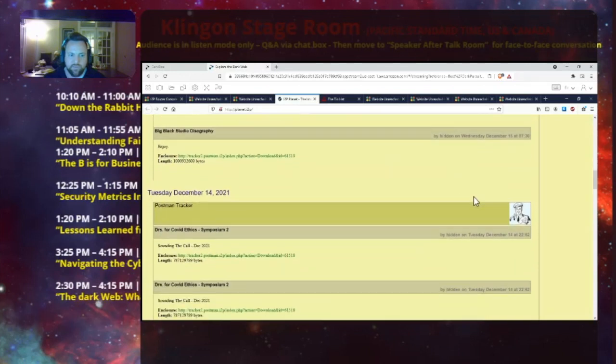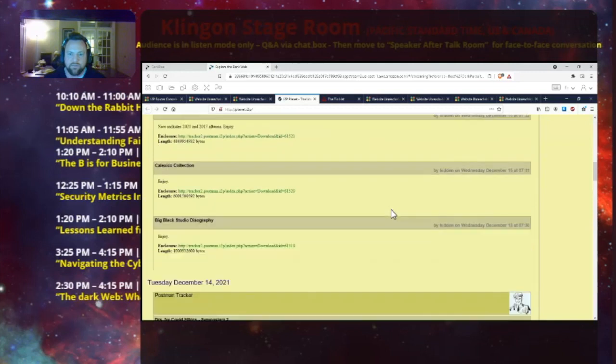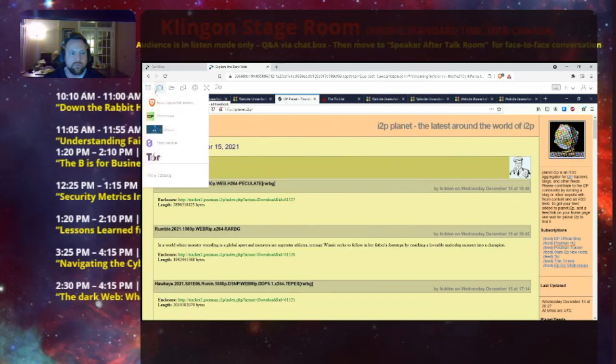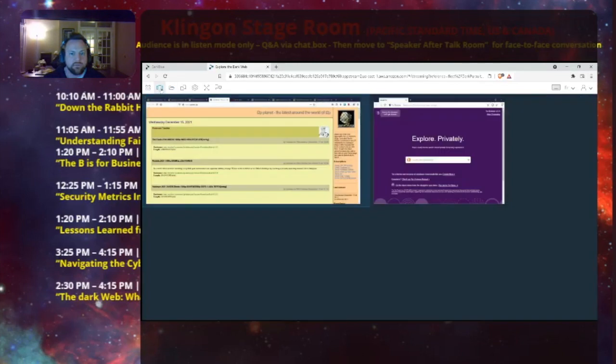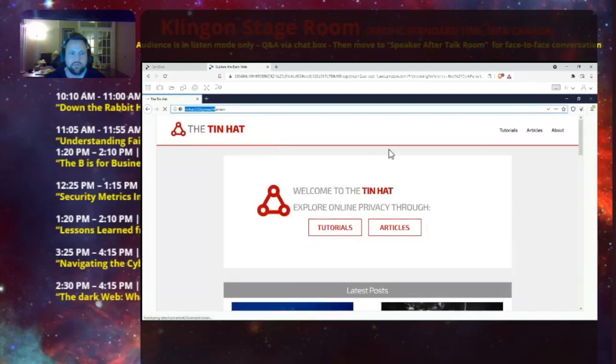But this is more similar to the sites that I have seen on I2P. They look very 90s, right? Very 90s-esque. All right, where did my Tor browser go? All right, so this is the Tin Hat site on Tor. I don't think this is going to load. Oh, perfect. All right, so let's compare the two.